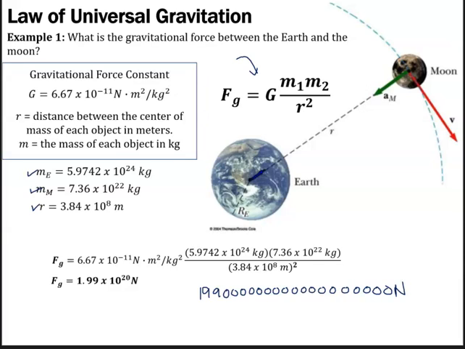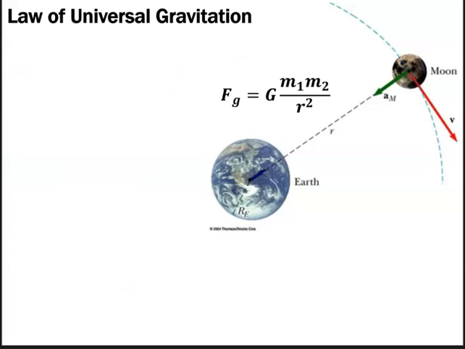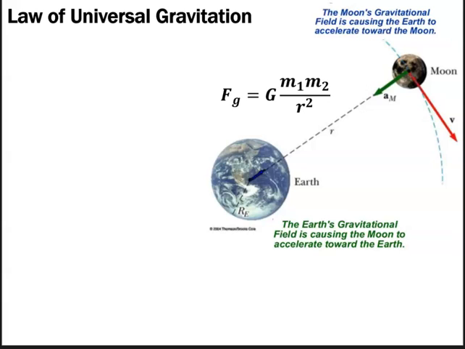But this is the force that's required to keep the moon moving in a circle, or in orbit, around the Earth. So when we talk about the Earth and the moon in orbit, the Earth's gravitational field is what causes the moon to accelerate towards the Earth. The moon's gravitational field causes the Earth to accelerate towards the moon.